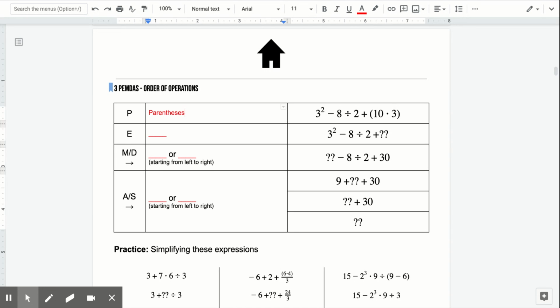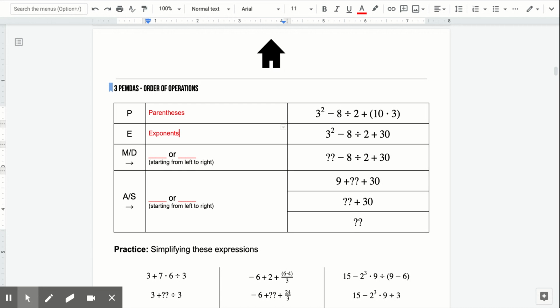Okay. So for our problem on this side, we have 3 squared minus 8 divided by 2 plus 10 times 3. So we are going to want to solve what's in the parentheses first. So 10 times 3 gives us our answer of 30. Okay, once we have solved for parentheses, our next step is going to be exponents.